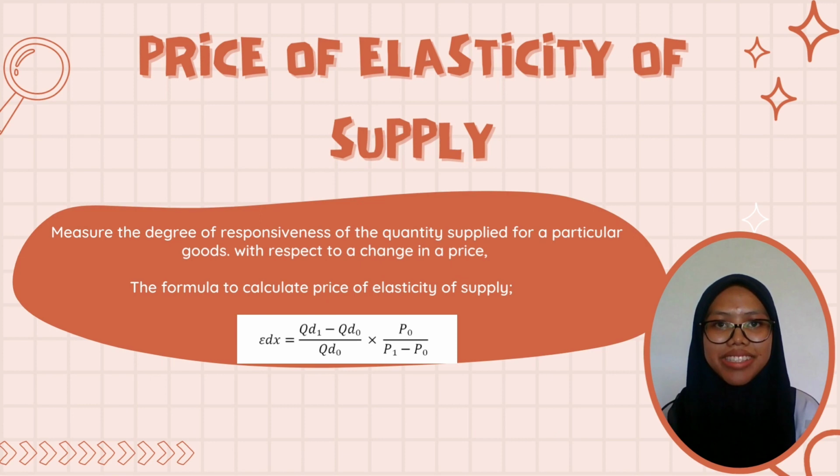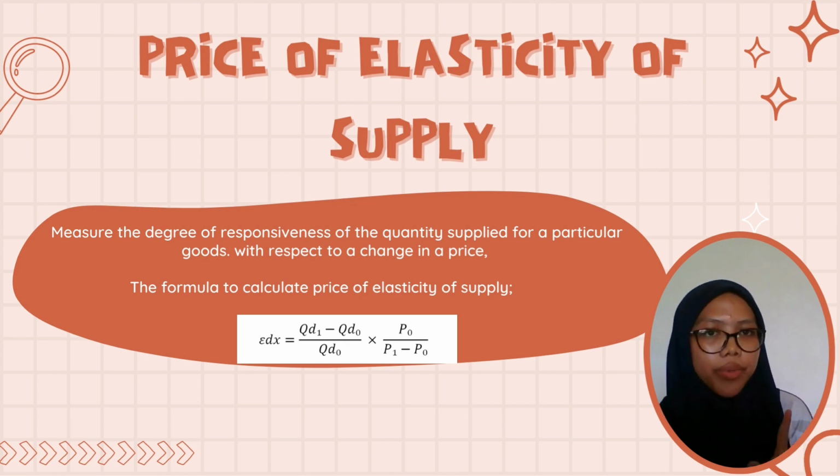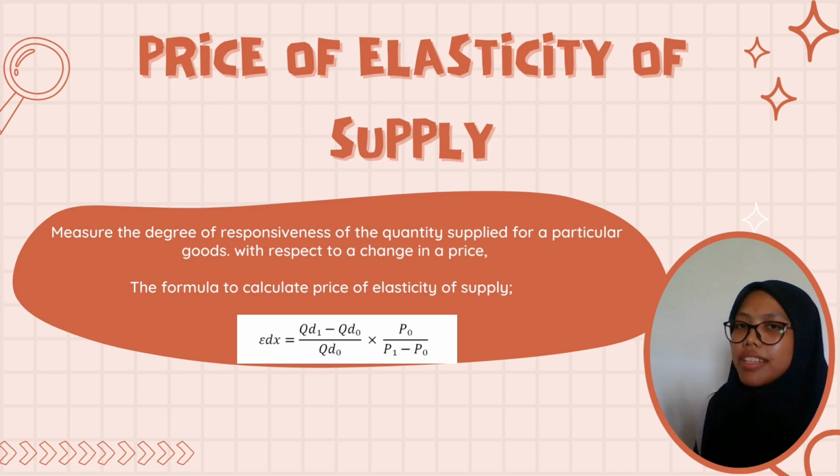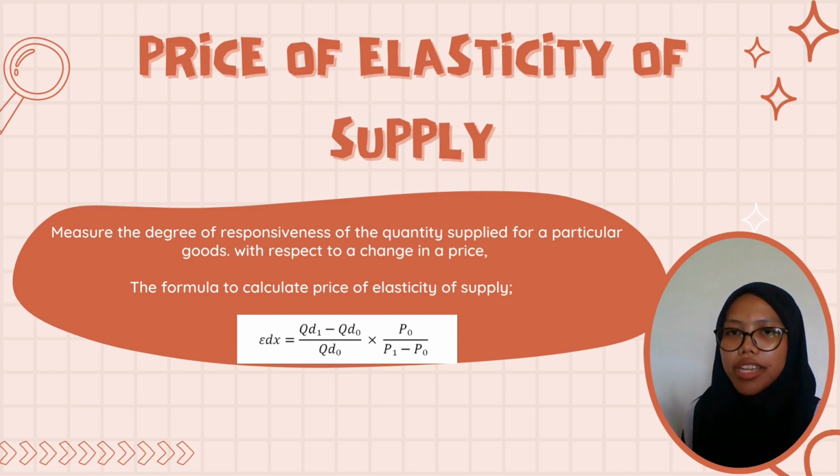I will present about price elasticity of supply. Price elasticity of supply measures the degree of responsiveness of the quantity supplied for a particular good with respect to a change in price. More precisely, it is the percentage change in quantity supplied relative to a 1% change in price. This is the formula for calculating the price elasticity of supply.